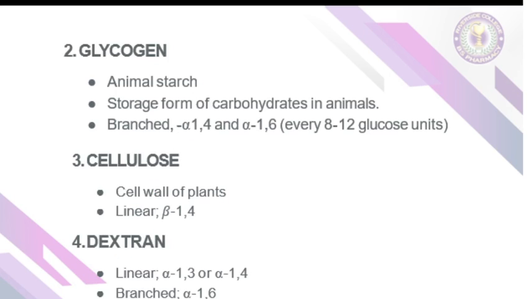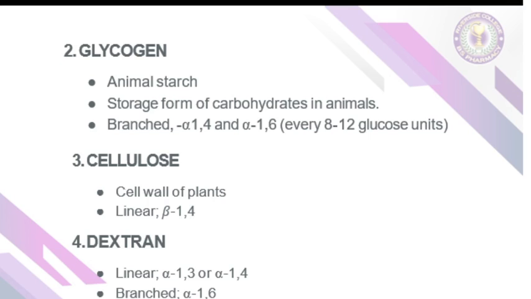Next, we have your glycogen, which is a form of animal starch, or our storage form of carbohydrates in the body. It has 8 to 12 glucose units, but different branching. For your cellulose, this is also used as a structural form of plants, specifically in their cell walls. Its linkage is beta 1, so carbon number 1 is beta, and it links on the fourth carbon on the other side.